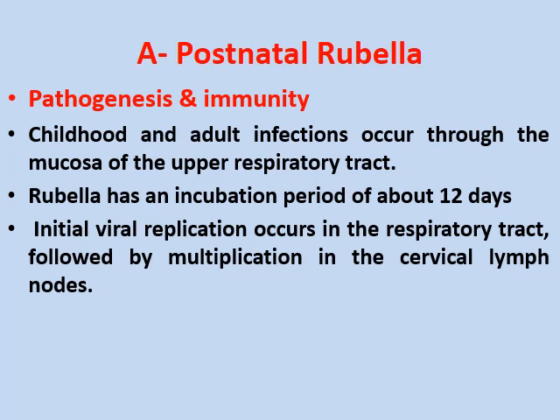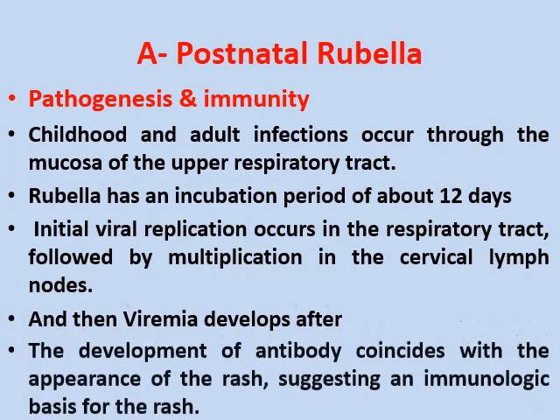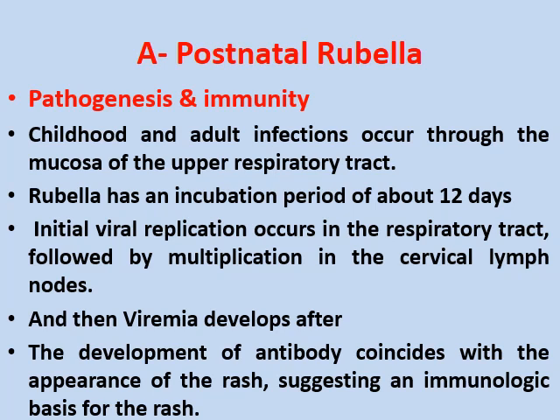With rubella we always find, if symptomatic, retroauricular lymph nodes. Retroauricular means behind the ear. On lymph node examination we see a large retroauricular lymph node. Then viremia develops after. What will viremia do for us? It will cause a rash, a skin rash. We see that development of antibodies against rubella coincides, meaning at the same time, with the appearance of the rash, suggesting an immunological basis for the rash.